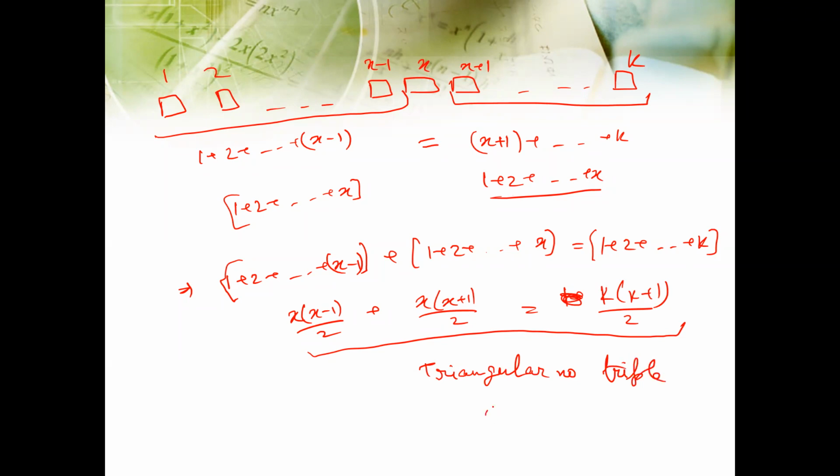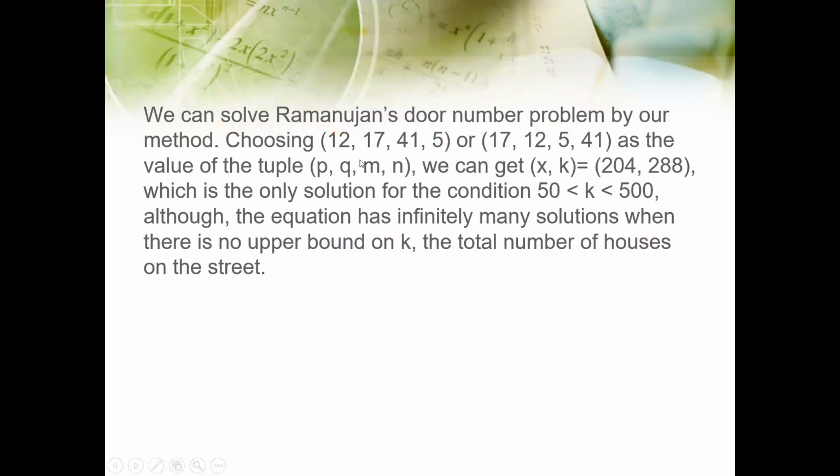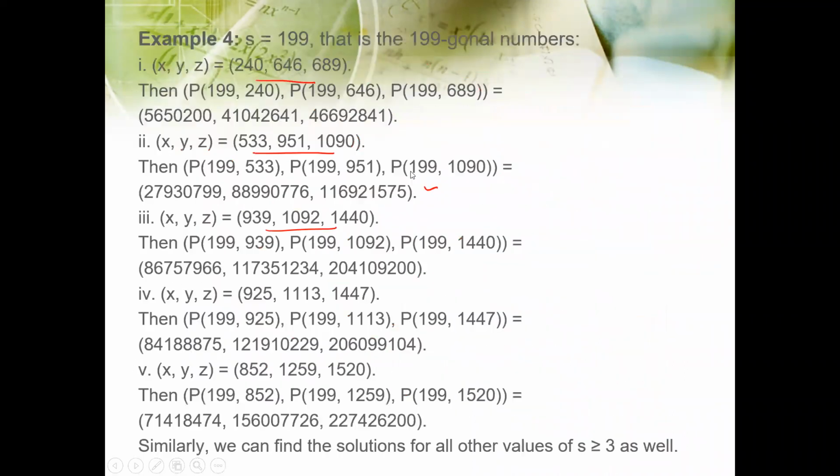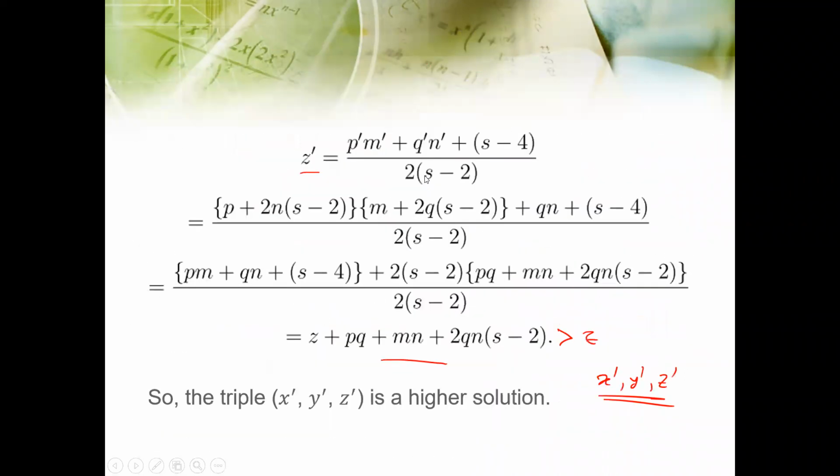And that is s equal to 3, and the special case was y equal to x minus 1. Actually, we should have written this here. Anyway, I will solve it by our method. It is saying that if we choose P, Q, M, N as 12, 17, 41, and 5, we will get the desired solution. So let us compute the solution.